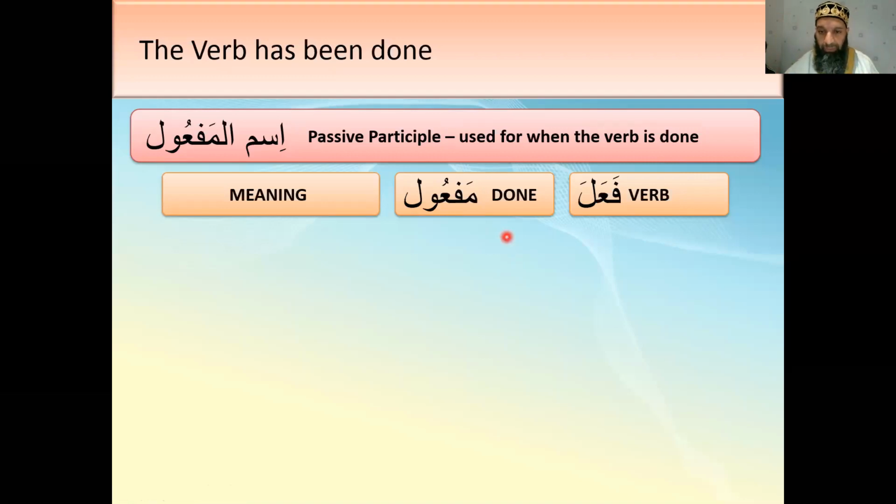So let me do an example. Kataba means to write. When you put it in this maf'ulun machine, what word are you going to come out with? Let's forget the meaning for the time being. So let's look. Kataba, fa'ala. The fa represents this fa here. But look what's come before it. A meem with a fatha.